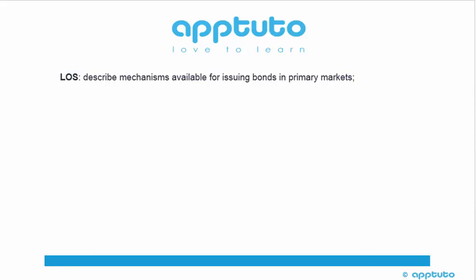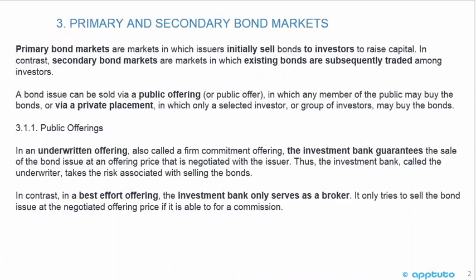This LOS is to describe mechanisms available for issuing bonds in primary markets. Primary and secondary bond markets. Primary bond markets are markets in which issuers initially sell bonds to investors to raise capital. In contrast, secondary bond markets are markets in which existing bonds are subsequently traded among investors.